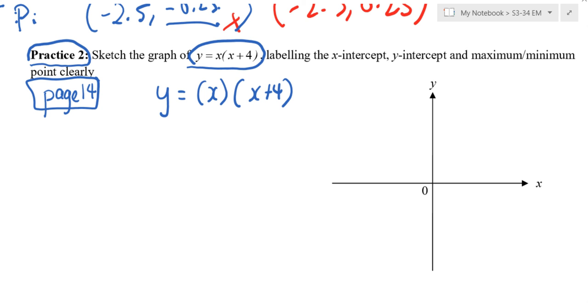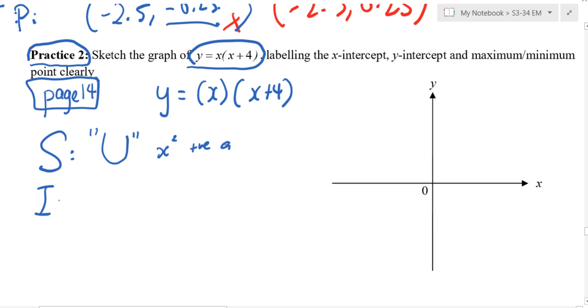Need to write or not? No need. If you can identify, no need. Start with S. S stands for what? Shape. Is it N or U? U, because this is x squared, positive. Next, A, I. Extra, this one is x and y again. So I want the x-intercept, what do I do? Then x equals to what? 0 and negative 4. Can you fill in the two intercepts?